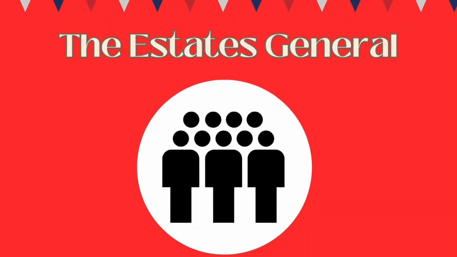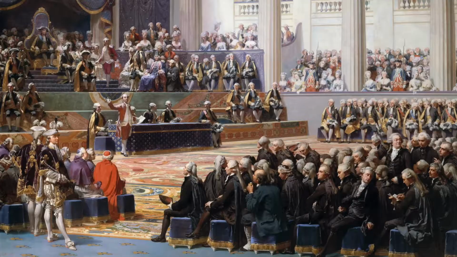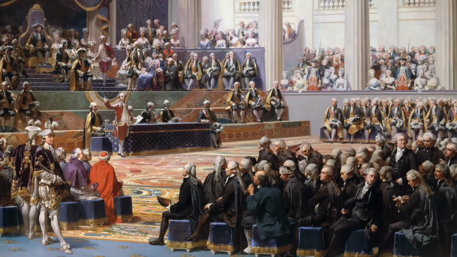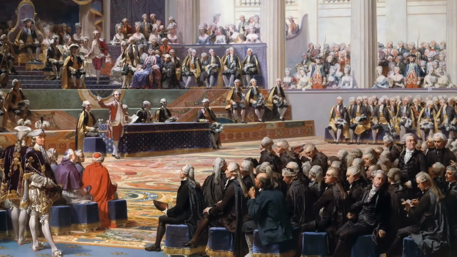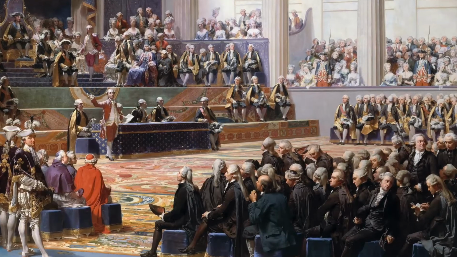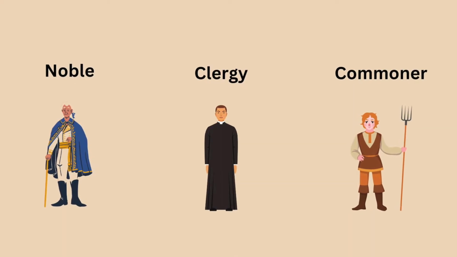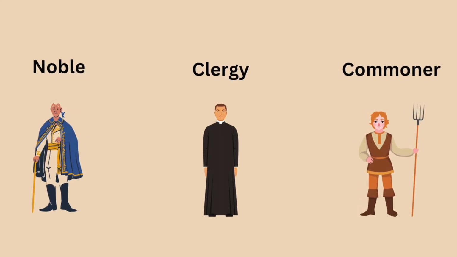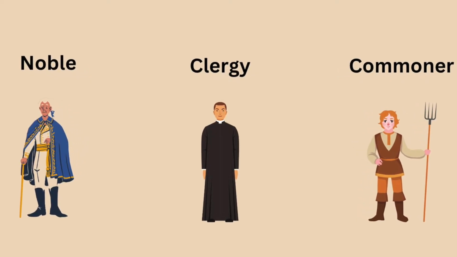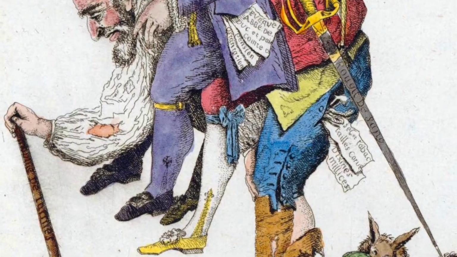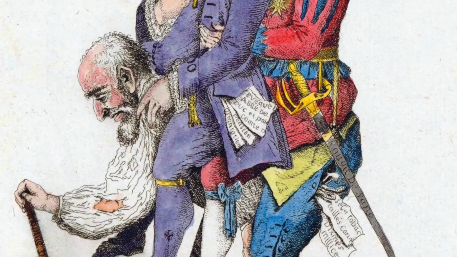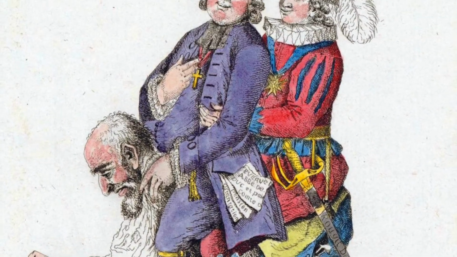Topic number 1, the Estates General convenes. In 1789, the Estates General met, and this was a rare assembly representing the 3 main social classes in France: the clergy, who were the religious people, the nobility, who were the wealthy people, and the commoners, the peasants. The commoners, who made up the majority, were unhappy with their lack of representation and formed the National Assembly.